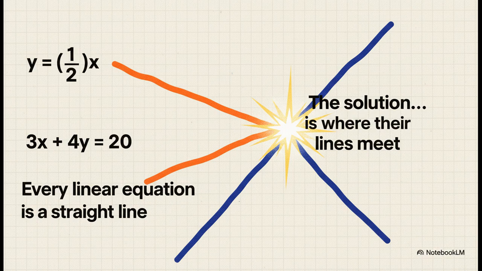Now, here is the absolute key, the big idea for today. Every single linear equation, like the two we just made, can be drawn as a perfectly straight line on a graph. So, think of each line as holding all the possible answers for one of the conditions. So, to find the one single answer that makes both conditions true, we just need to find the one spot where those two lines cross paths.